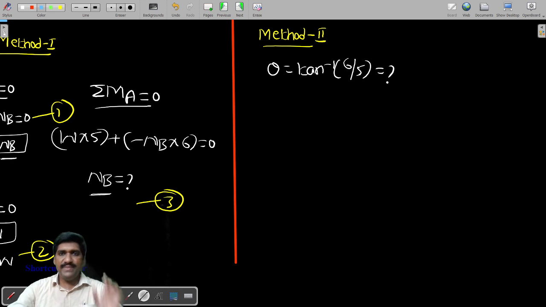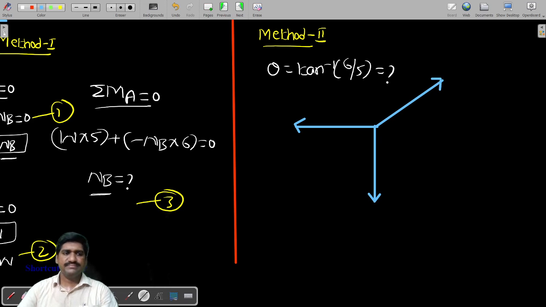One will be the weight W acting downward. One will be NB acting in this way. And the other will be NA acting in this way. Am I right, all of you? Definitely this is the picture. So W, NB, and this becomes NA. What about the angle? Angle is nothing but theta we have determined.